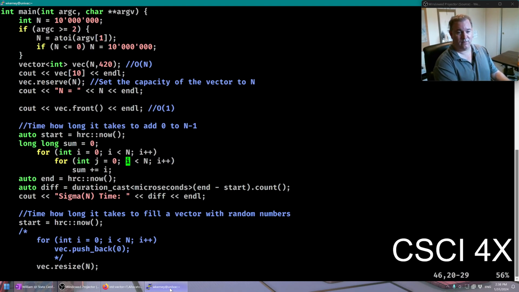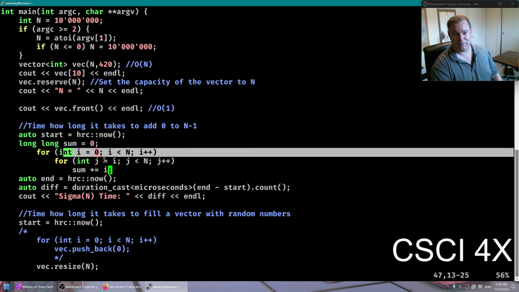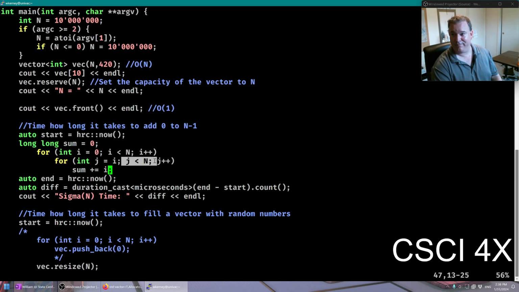j is equal to 0. j is less than n. j plus plus. And technically, j is going to start at i. So the first time through the loop, i is 0, so j is going to be equal to 0, and it's going to do n work. The next time through the loop, j is going to be equal to 1, and so it's going to do n minus 1 work. So it's going to do n work, n minus 1 work, n minus 2 work, n minus 3 work, down to 0 work. Anyone know what the summation of 0 to n works out to, roughly?